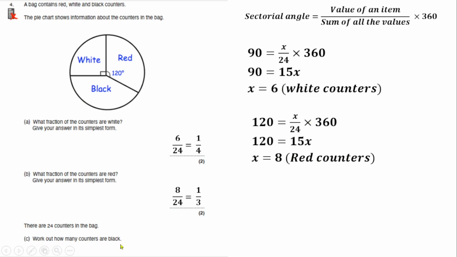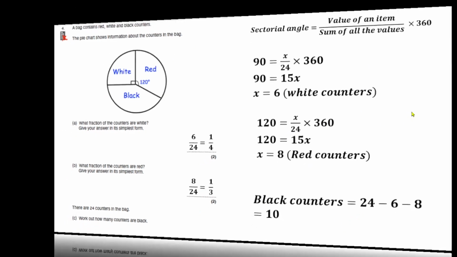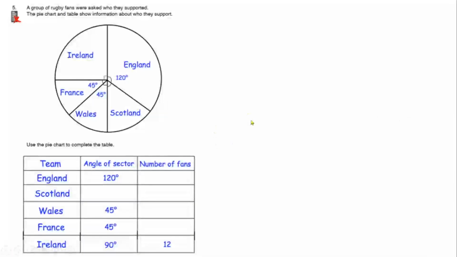So how do we get the remaining that are black? That will be the addition of this, removed from 24. So that should give us 24 minus 6 minus 8, that gives us 10. So 10 counters are black. So that's the solution to that question. Also, more questions are coming our way.